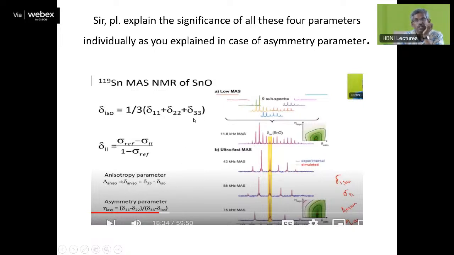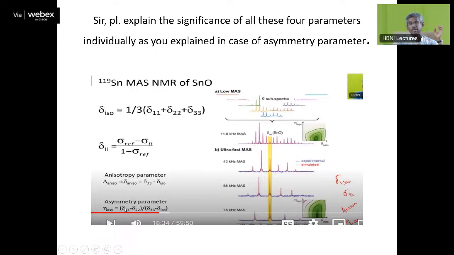So there is a third parameter called the anisotropy parameter. By convention, among these 3 components, 33 will be the largest. If you take the difference of delta 33 and delta iso, what we get is the anisotropy parameter. Higher the anisotropy parameter, higher will be the electron load, meaning more electron density, so it will be more shielded or de-shielded, and that concept will come. So delta anisotropy is a measure of the chemical shift anisotropy. The fourth term is given by delta 11 minus delta 22 divided by delta 33 minus delta iso.